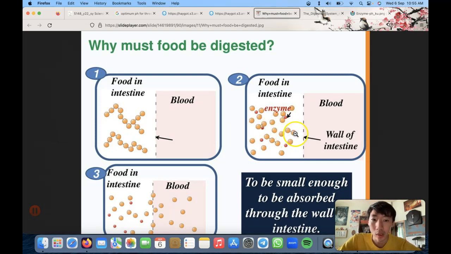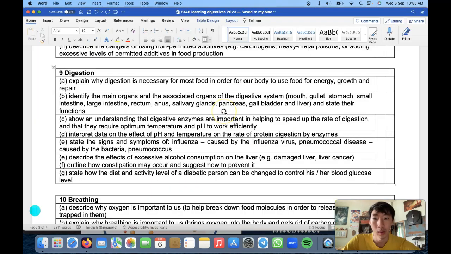And these small food molecules can then enter into the walls of the intestine, specifically the small intestine. So why must we digest food? Because we need to get the food to be small enough so that it can be absorbed through the walls of the intestine. If you don't have enough enzymes and you don't digest your food well, then everything will just come out as feces. Okay, so that's why you must digest food.